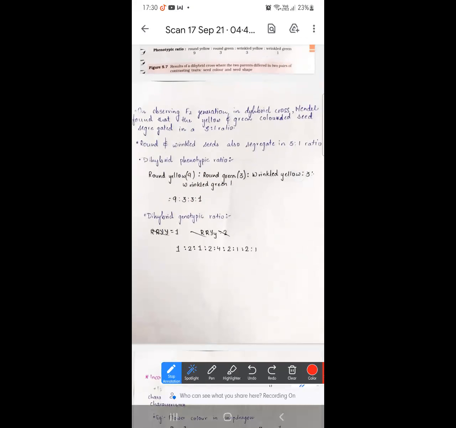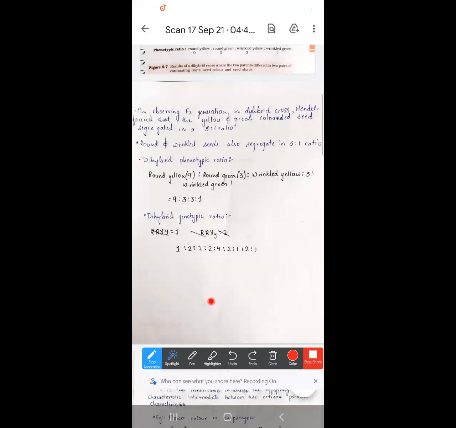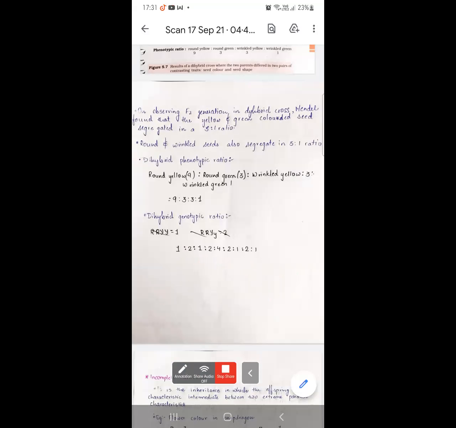What about the genotypic ratio of dihybrid cross? It is 1:2:2:1:2:4:4:2:2:1:1:2:2:1. To easily memorize this, we can go with the pattern 1 2 2 1, 2 4 4 2, 2 1 1 2, 2 1. So this is about dihybrid cross.